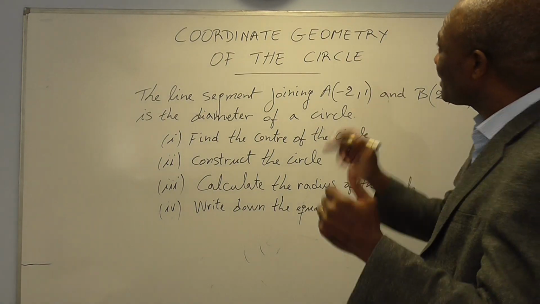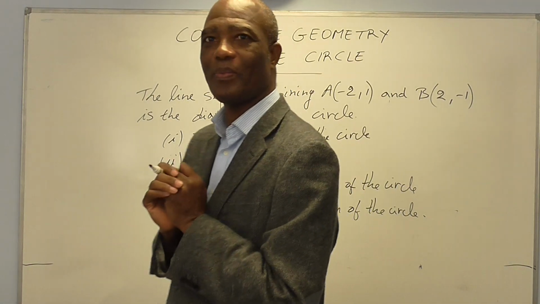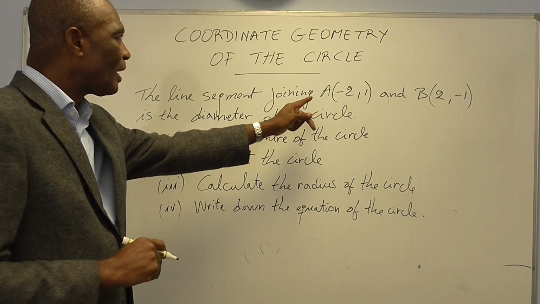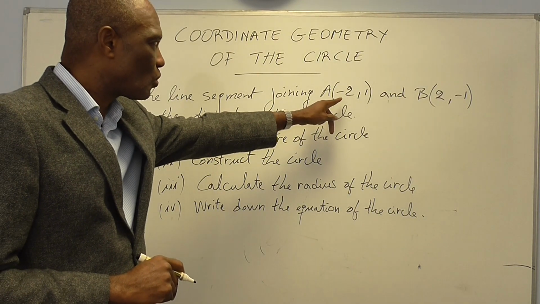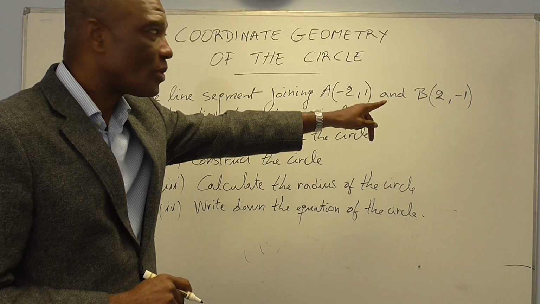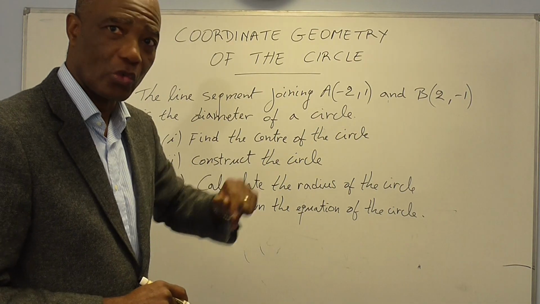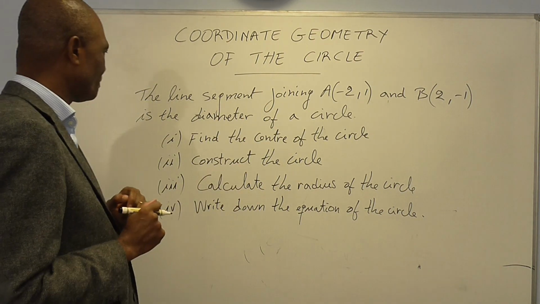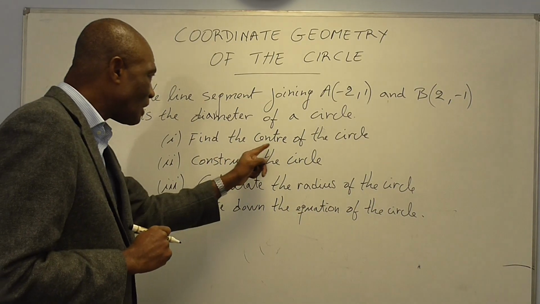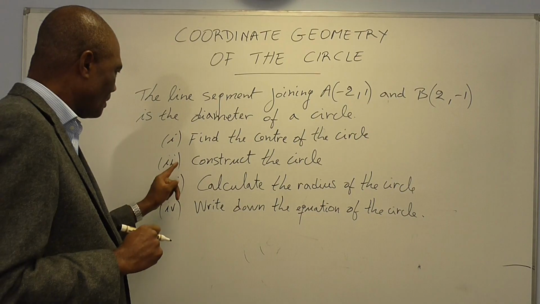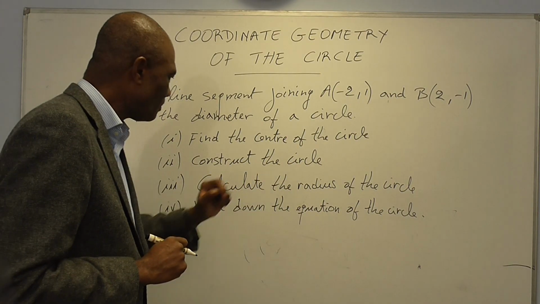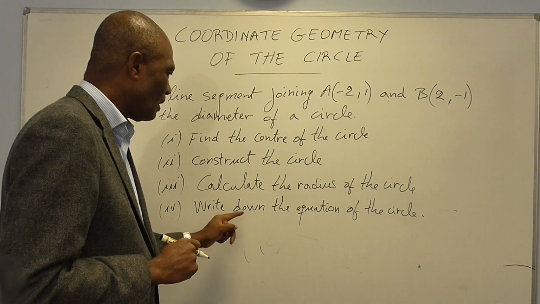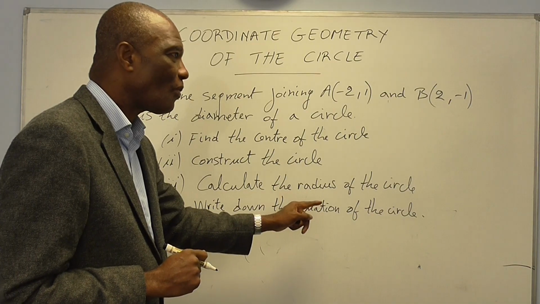Again, coordinate geometry of the circle. The line segment joining A with the coordinate -2, 1, and B with the coordinate 2, -1 is the diameter of a circle. Find the center of the circle, construct the circle, calculate the radius of the circle, write down the equation of the circle.